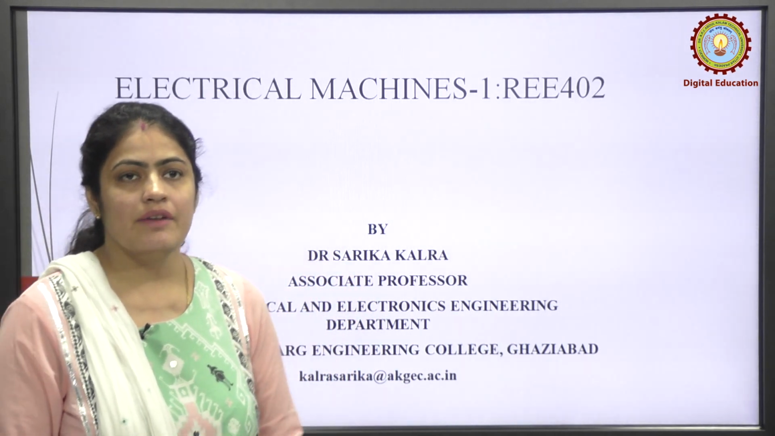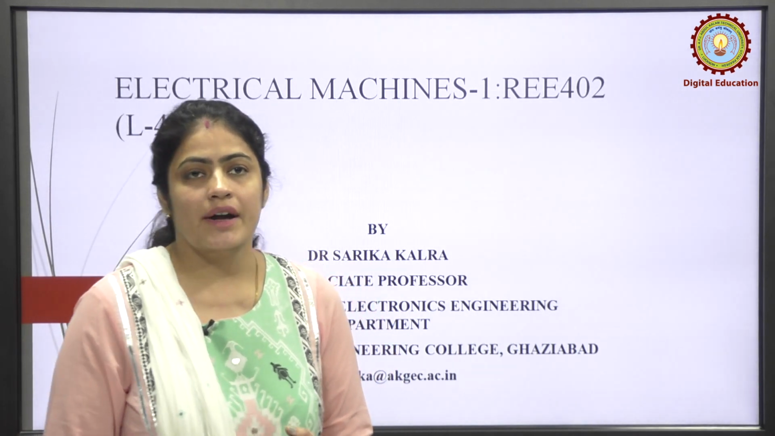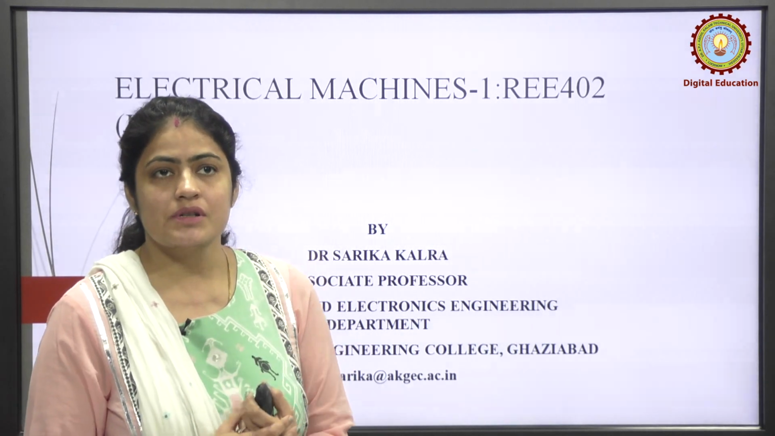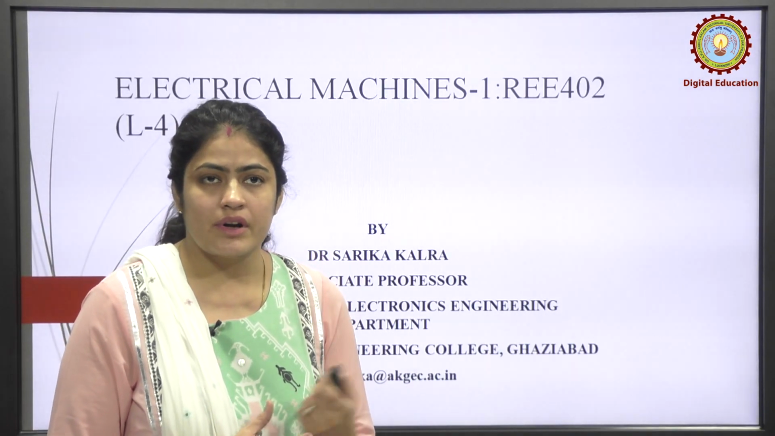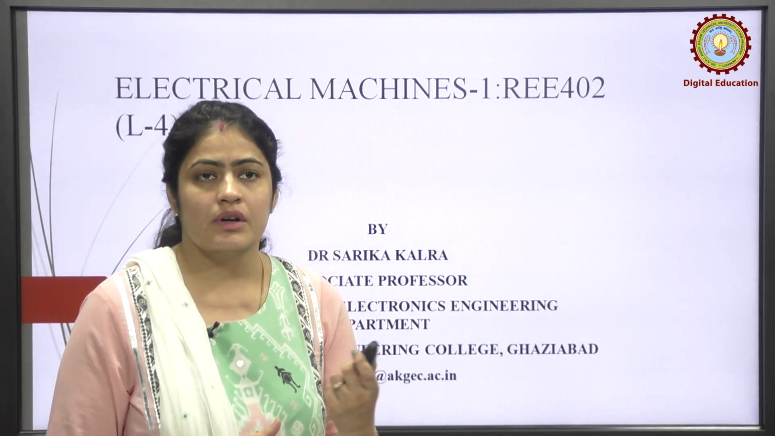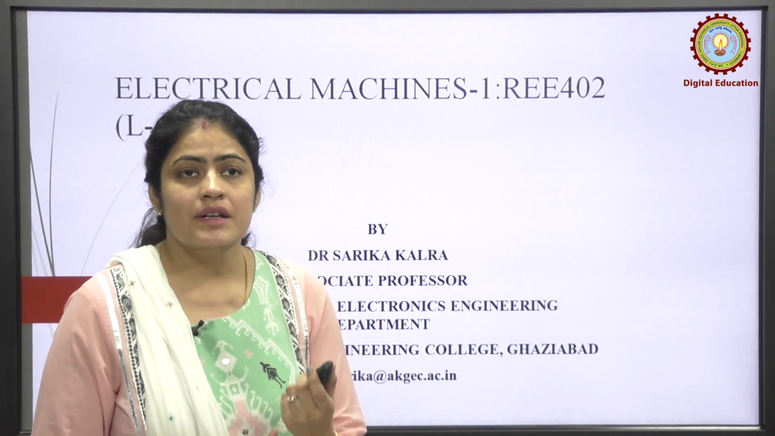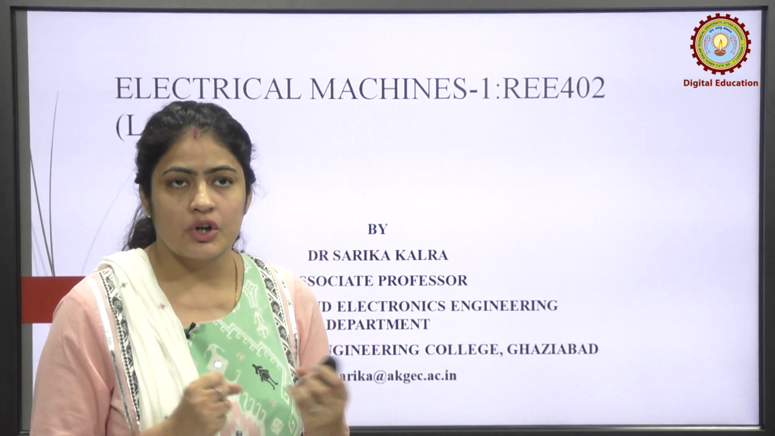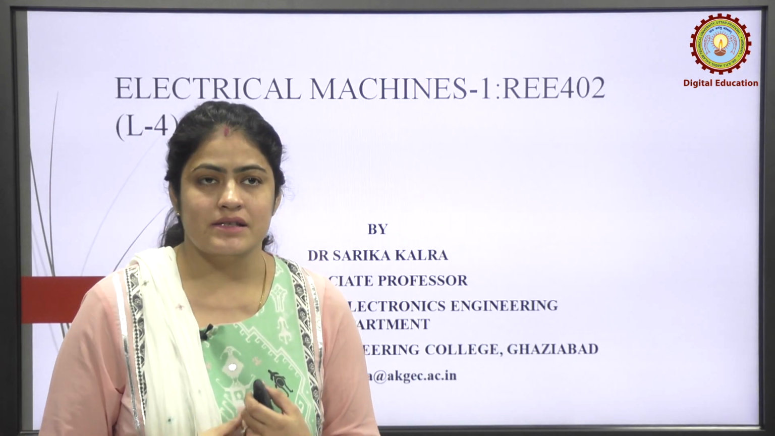In the last lecture, I discussed the ideal transformer and how to draw its phasor diagram. In the ideal transformer, we took some assumptions. We ignored the winding resistance, we ignored the core loss, we didn't consider the leakage reactance or leakage flux in the core, and we considered a very small magnetizing current.